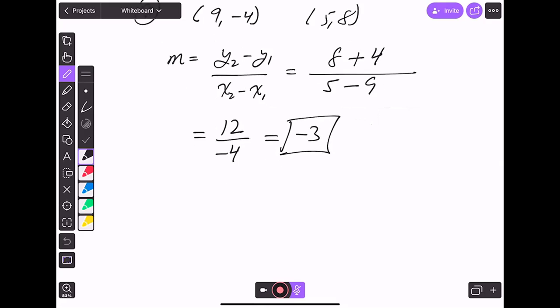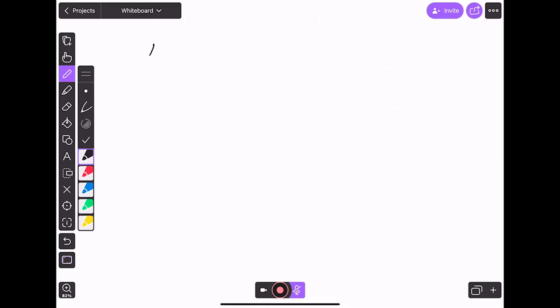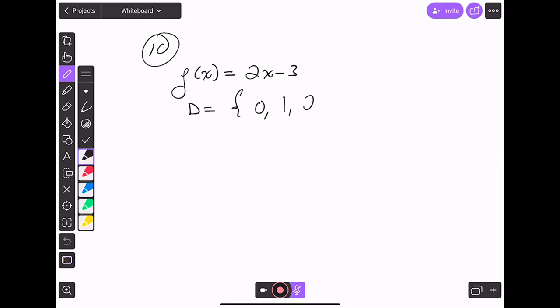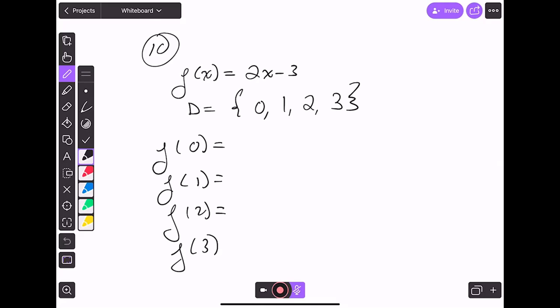Let's put number 10 down for you. And what's number 10? It says find the range of the function. The bottom line is they give me a domain over here and a function. So this is 2x minus 3. And the domain of this is going to be 0, 1, 2, and 3. The range is going to be what f gives back. So it's going to be f of 0, f of 1, f of 2, and f of 3. Let's write this down. 2 times 0 minus 3 is minus 3.